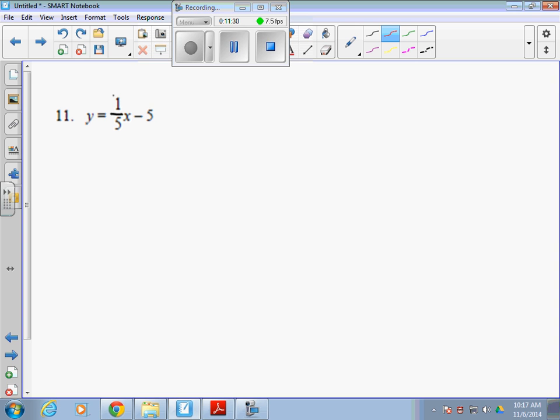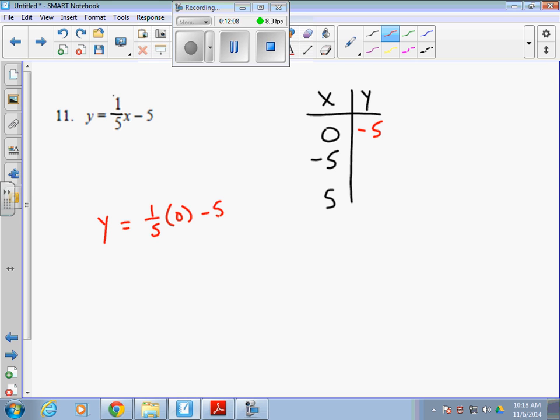Number 11, again, says y equals 1/5 x minus 5. The only way we can graph this one again is like this, x comma y. So remember, it's always easy to use 0 for x. And in this case, since there's a fraction, it's easy to use -5 and +5 instead of using 1 and 2, or -1 and -2. The only reason being is because when we plug them in, y equals 1/5 times 0. We know that's 0 minus 5. So when you plug in 0, y's value is -5.